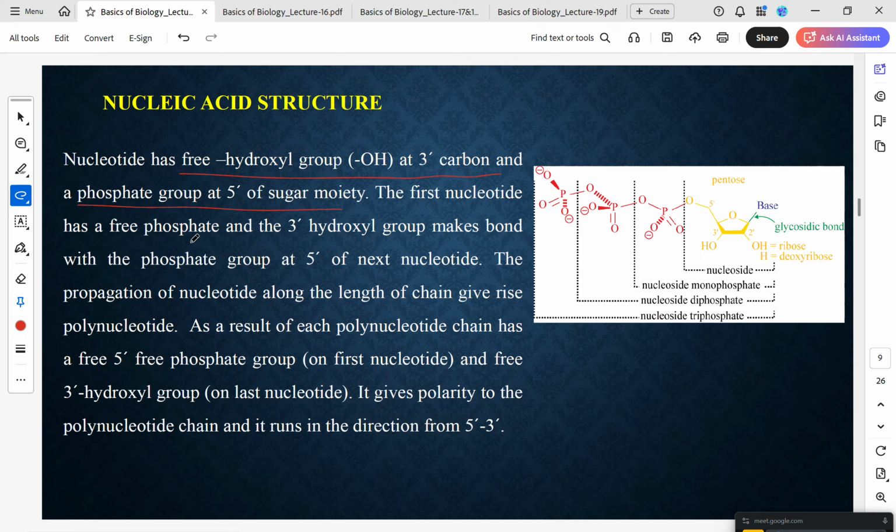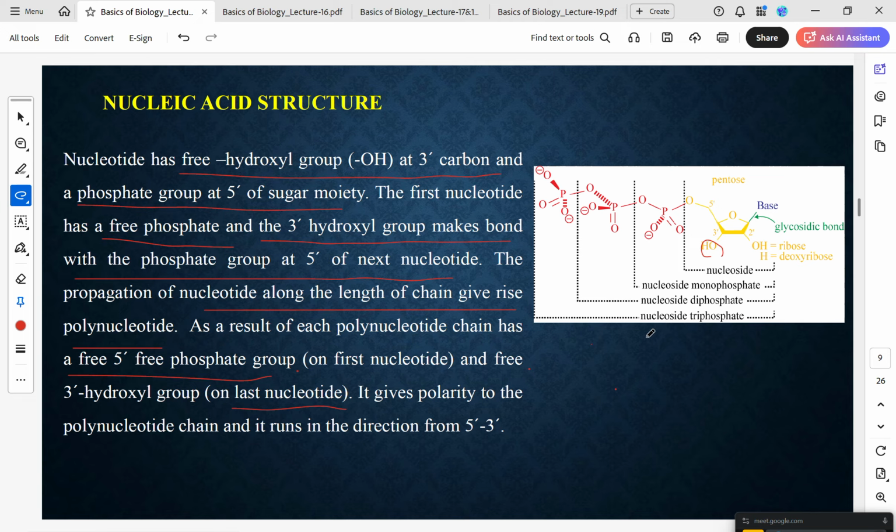The first nucleotide has a free phosphate, and the 3' hydroxyl group makes a bond with the phosphate group at the 5' end of the next nucleotide. So this will then make a bond with the next nitrogenous base. The propagation of nucleotides along its length gives rise to a polynucleotide, and as a result each polynucleotide chain has one 5' free phosphate group on the first nucleotide and a 3' hydroxyl group on the last nucleotide.